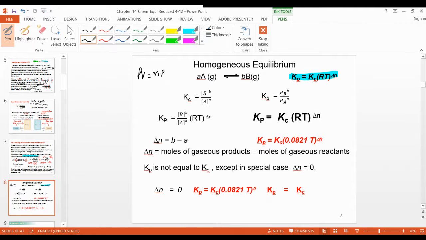PV equals nRT, right? So this pressure and this volume, R and T, multiplied by delta N. Okay, this is the pressure I'm talking about. Kp cannot be equal to Kc. If it is to be equal, it should be multiplied by RT to the delta N. Look at here. This is the concentration, how to write Kc, the product over reactant for this reaction. And this is in terms of Kp.